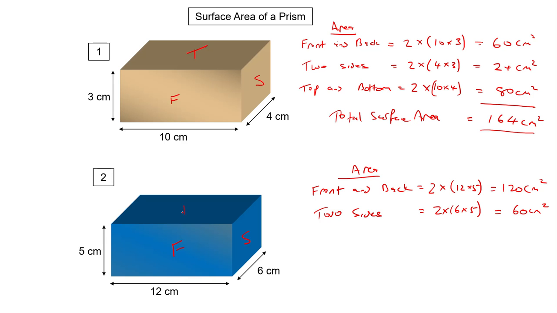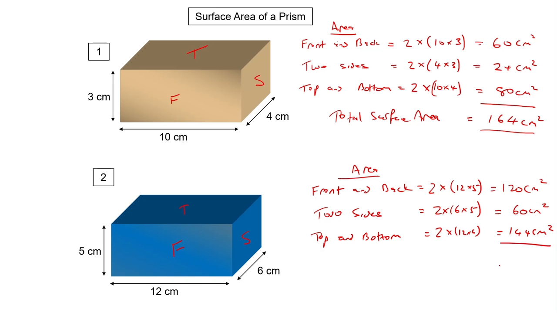And then we look at the top and the bottom. And the area of the top is going to be 12 by 6. And we've got 2, top and bottom, 2 times 12 times 6. 12 times 6 is 72. If I double 72, I get 144.